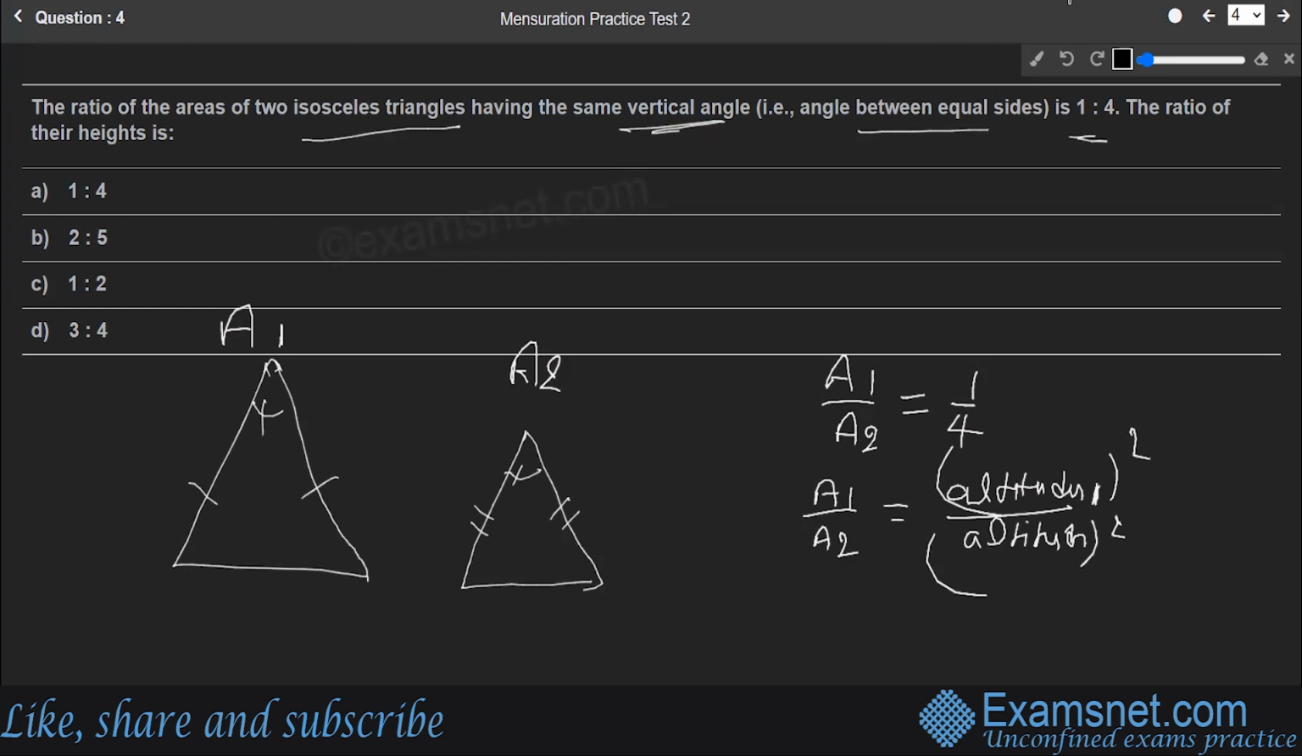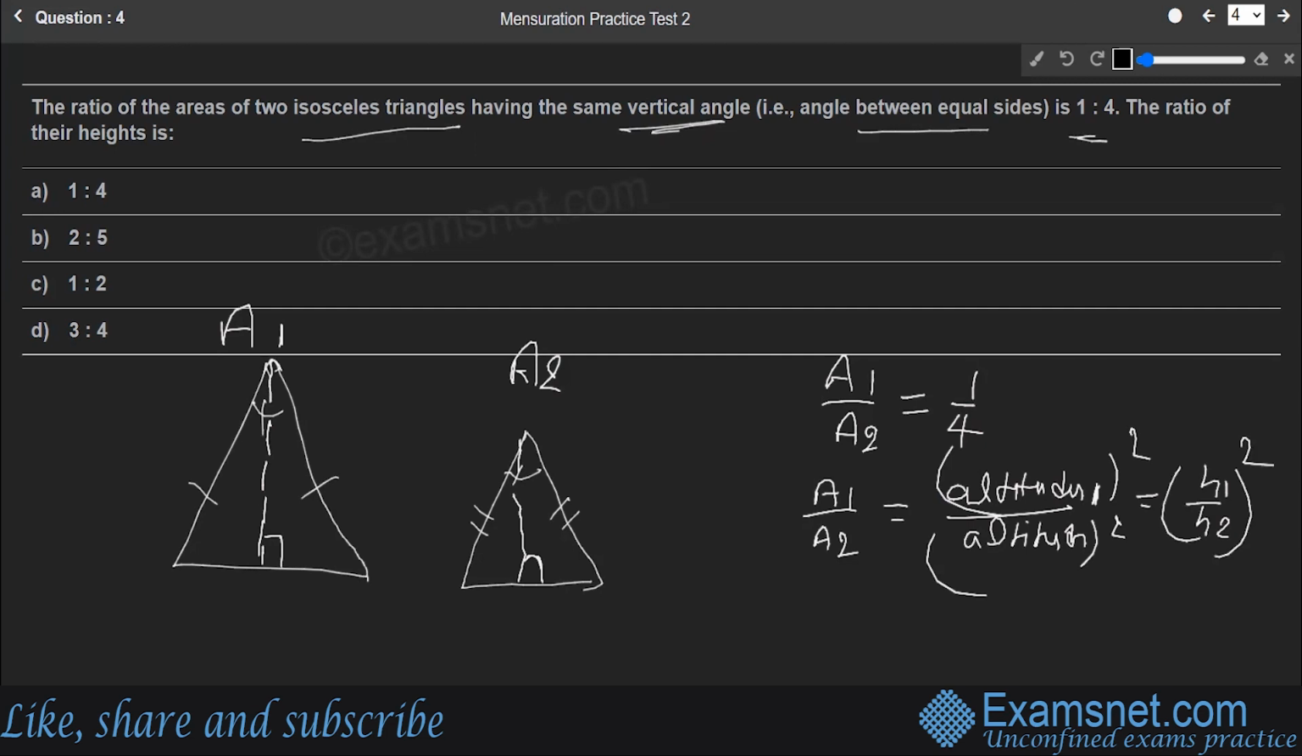What is an altitude? Altitude is the line drop, or the perpendicular drop, from the vertex to the opposite side, creating a 90-degree angle on the opposite side. So this is what an altitude is. Another name for altitude is nothing but height itself. So we can write it down as h1 over h2, whole square.